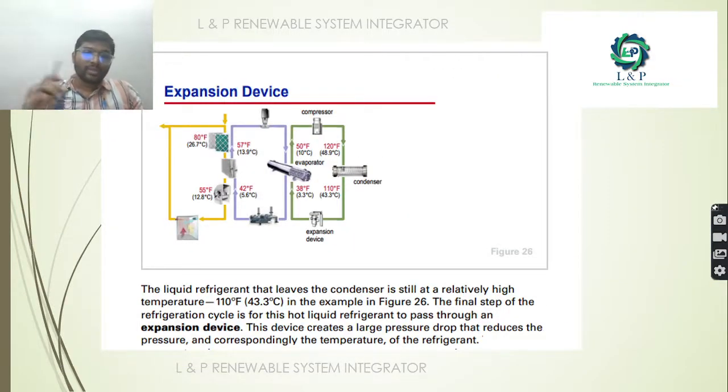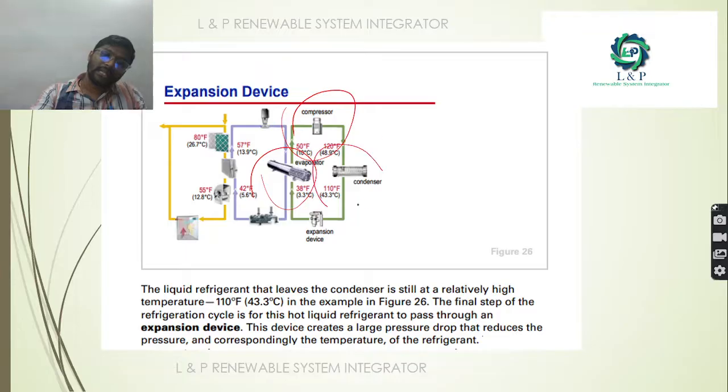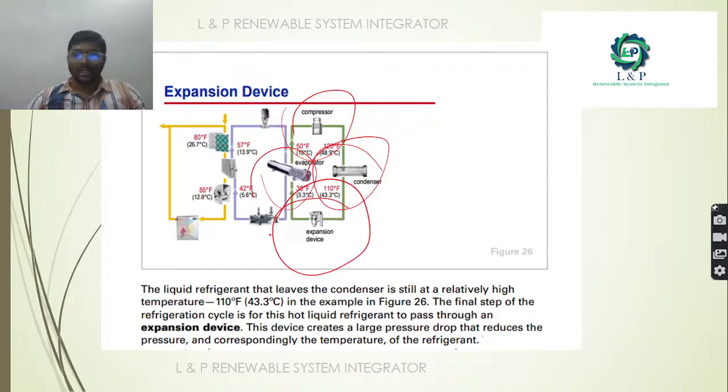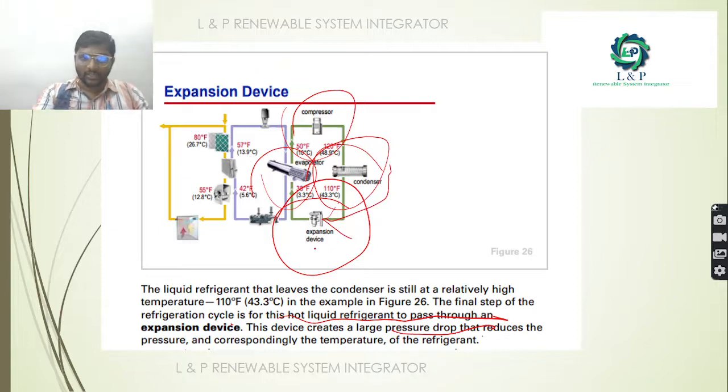Next, what is the use of this expansion valve? As you can see here, in the entire loop, along with the evaporator, compressor and the condenser, we are having an expansion valve. So what is this expansion valve doing? In the recycling refrigeration cycle, hot liquid refrigerant passes through the expansion valve. It creates a pressure drop. So when suddenly the hot liquid is passing through it, it creates the pressure drop. Because of it, correspondingly the temperature is getting reduced.